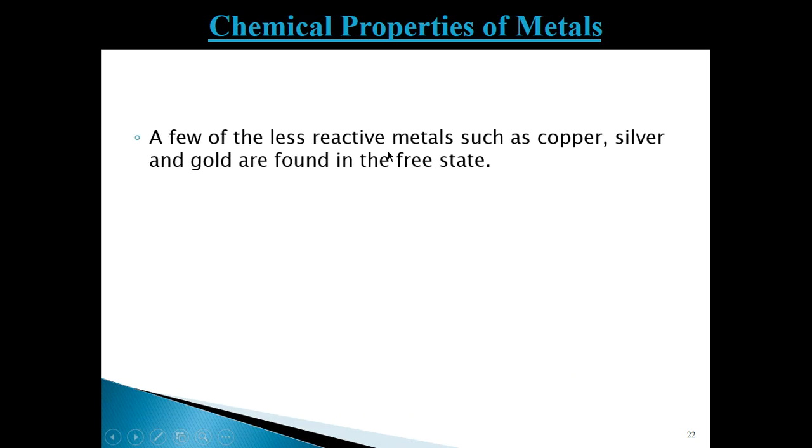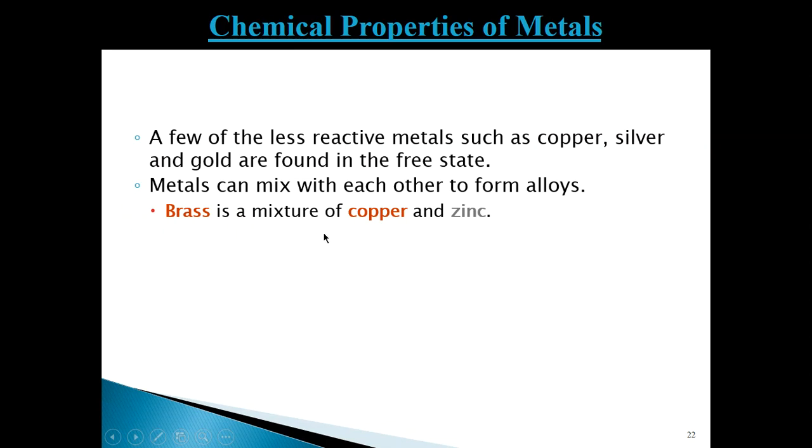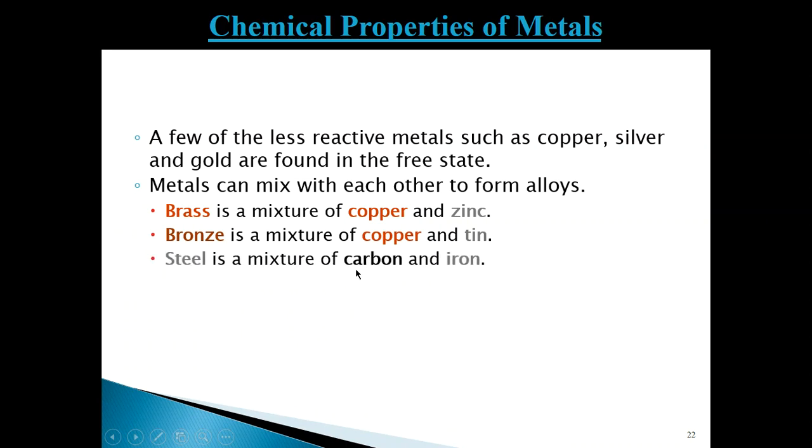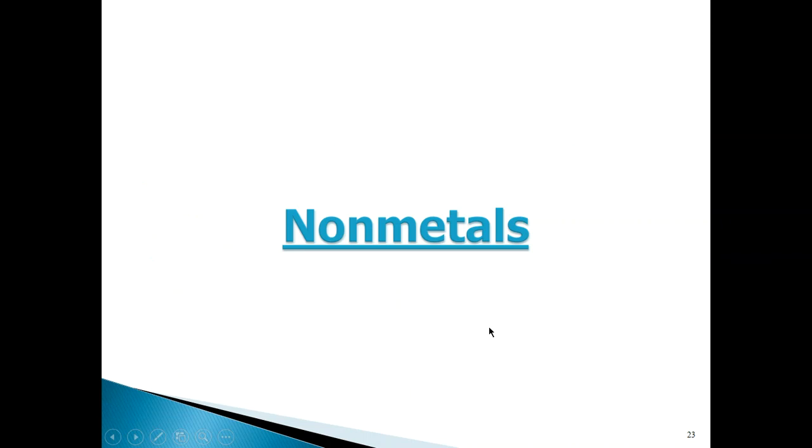There are some metals that are not very reactive, such as copper, silver, and gold. So therefore, when they're found in nature, they tend to be found uncombined with other elements. Metals can mix with each other to form alloys. In fact, the term alloys basically means mixture of metals. So for example, brass is a mixture of copper and zinc, and bronze is a mixture of copper and tin. This is not really an alloy because carbon is not a metal, but steel is actually a mixture of carbon and iron.